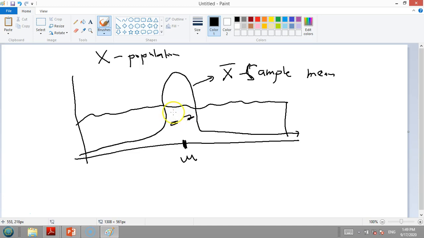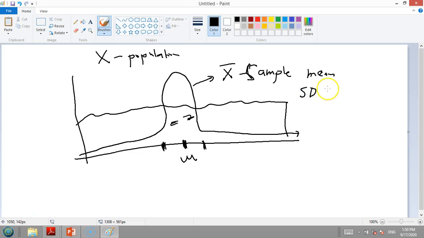Now watch. 95% of the distribution of this x bar will be somewhere here, plus or minus almost 2 standard deviations from the mean. If you remember, plus or minus 1 standard deviation is 0.68, and plus or minus 2 standard deviations is roughly 95% of the distribution. Generally, I'm interested in 95% confidence.